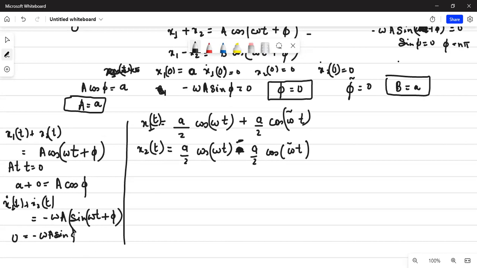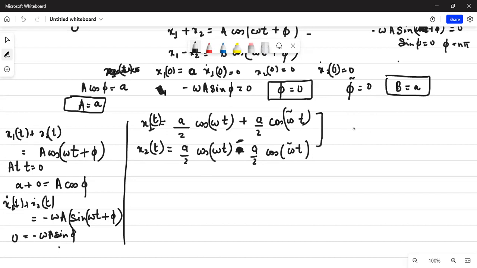Let us see. I don't know what is going wrong. At t equal to 0, in any case, this particular thing will remain sine phi only, and this will become 0. So this is 0, which implies sine phi would be 0, and that implies the choices for phi are limited to n pi, and let us take phi equal to 0 for that matter. Okay, so this is how your function would look like for x1 and x2.